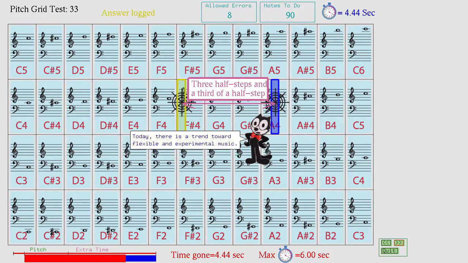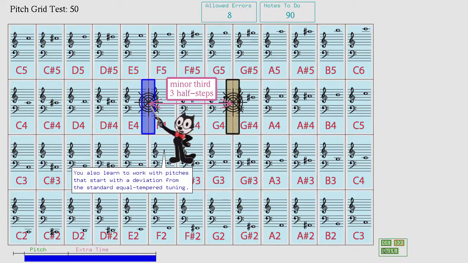Today, there is a trend toward flexible and experimental music. That means you hear more slides and bends. Therefore, it is important to recognize deviations from standard notes or intervals. Pitch Blitz is a good way to train this ability, and thus helps you to improve your listening skills. You learn to describe pitch distances in half steps and fractions of half steps. You also learn to work with pitches that start with a deviation from the standard equal tempered tuning.